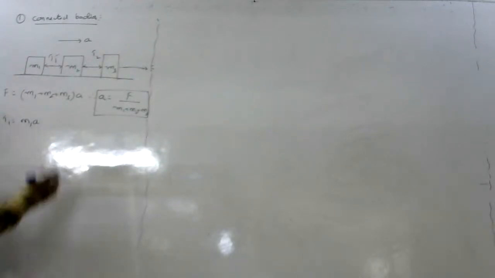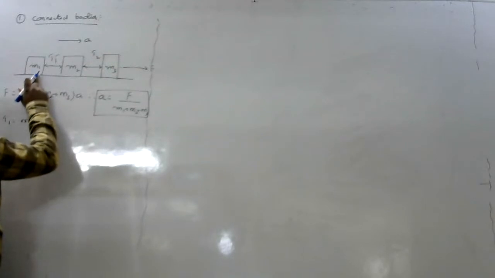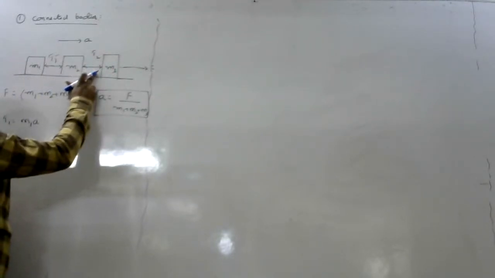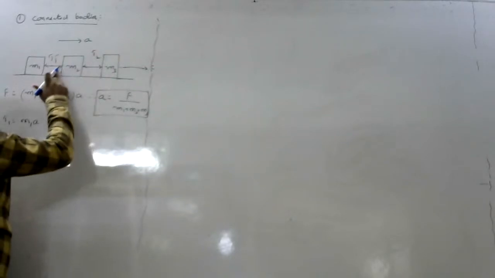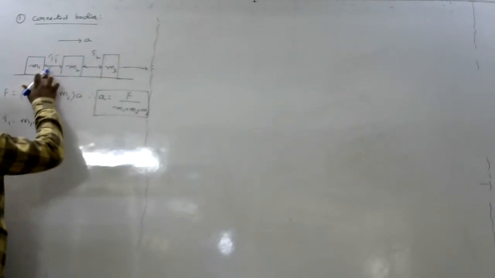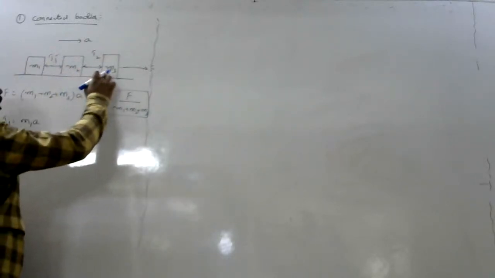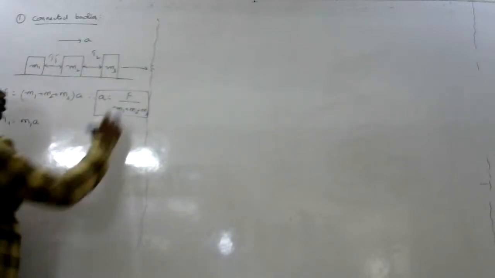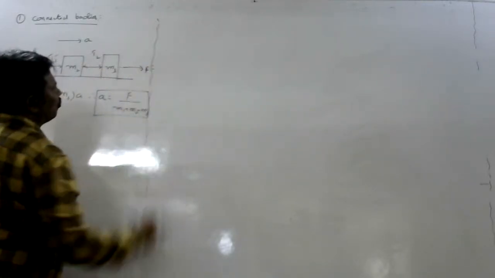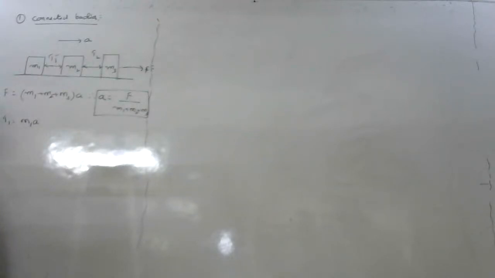Connected bodies. Here we consider three blocks of masses M1, M2, and M3 connected by two strings. Tension between M1 and M2 is T1 and tension between M2 and M3 is T2. Now we apply external force F on block M3. Here one important thing is if three blocks are on a smooth surface, three blocks have the same acceleration.